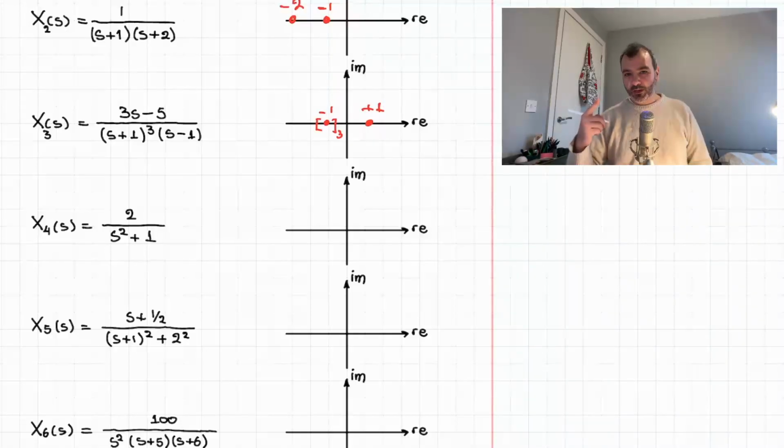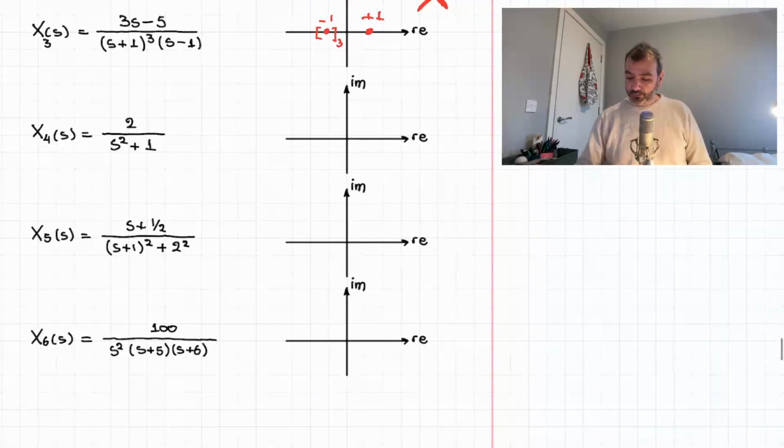Yes, you have one pole with a positive real part. So you cannot apply the final value theorem in this case. What about this case over here? 2 over s squared plus 1. S squared plus 1 is the important part. The roots are plus and minus j. Plus j and minus j.